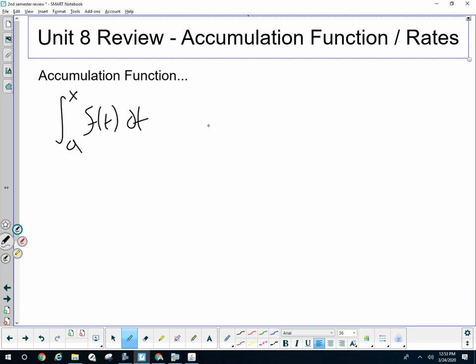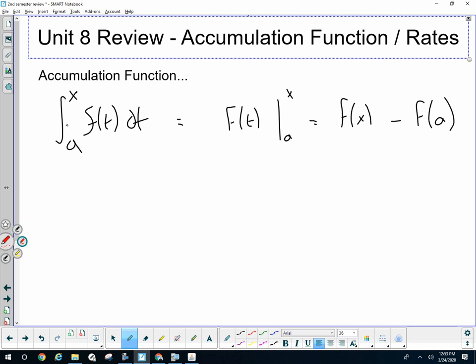Now, if we were to evaluate this, what would we have to do? Well, using the fundamental theorem of calculus, I'd have to take the antiderivative and find the change in this between a and x. And I end up with big F of x minus big F of a. And sometimes you're asked to do that to find a value or find an expression for this accumulation function.